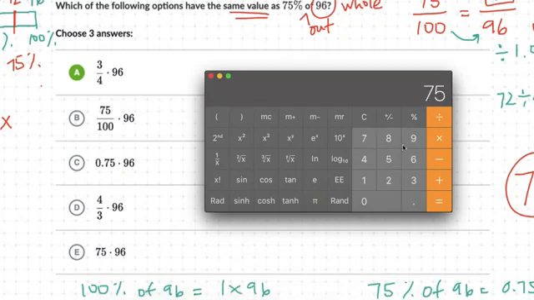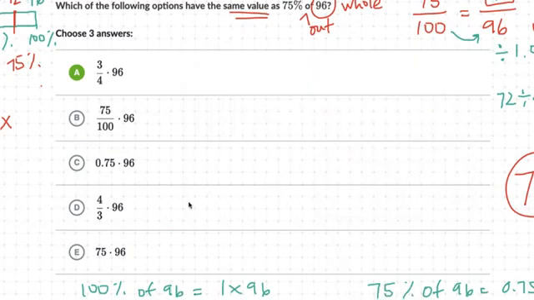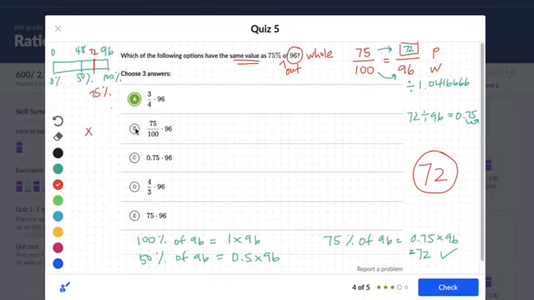Let's try the next one. 75 out of 100 times 96. That looks very familiar. It looks like what we did down there. 0.75 times 96. So that should also work, and it does. And then, oh, this one is exactly what we did over here. 0.75 times 96. We just changed that percent into a decimal. So that one works. This one is not going to work, the 75 times 96, because you're going to get a huge number. It's only going to be in the thousands.